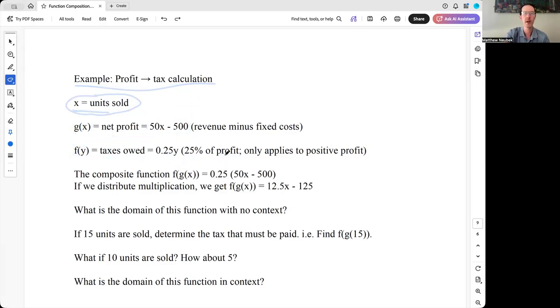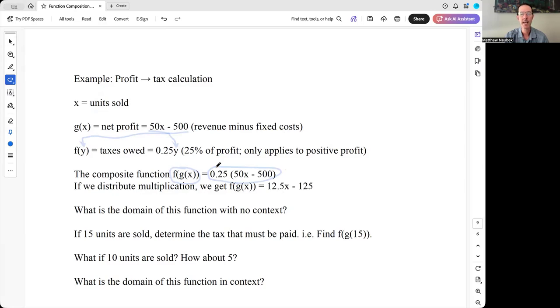Now let's look at the composite function. We'll clear some of this out of the way. What we're going to do is build f of g of x, and g of x is on the inside, so we're plugging g of x into the f function. I'm going to take this g of x right here and replace my y value with this expression, and when we do, this is the resulting expression.